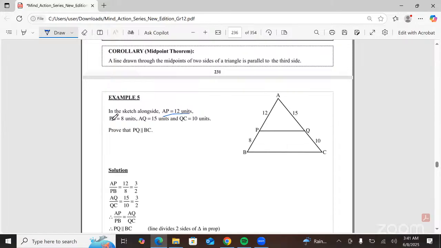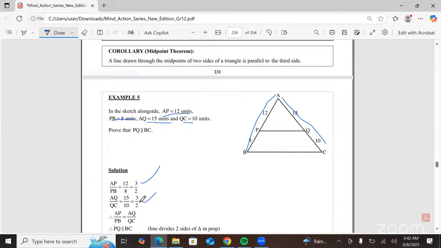Now we have this example whereby we are given AP as 12 units, PB as 8 units, AQ as 15, and QC as 10. You will want the ratio for this side first. AP over PB, 12 over 8, gives us 2 over 3. Then we go to the other side. AQ over QC, 15 over 10, gives us 2 over 3.